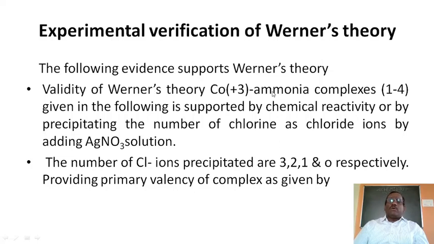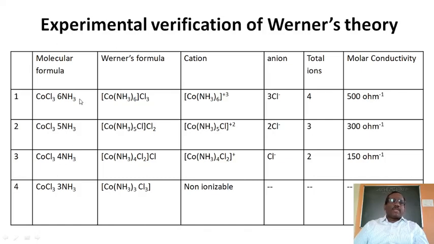Validity of Werner's theory, cobalt +3 ammonia complexes. This is supported by chemical reactivity, precipitation with AgNO3, the number of chloride ions in terms of formation of AgCl. The number of Cl minus ions precipitated are 3, 2, 1, 0 respectively. Consider this example: CoCl3·6NH3, CoCl3·5NH3, CoCl3·4NH3, CoCl3·3NH3. These can be written in Werner's formulas with 3 free Cl ions, 2 Cl, 1 Cl, and no Cl ions. This is experimentally proved by the precipitation test, that is the AgNO3 test.